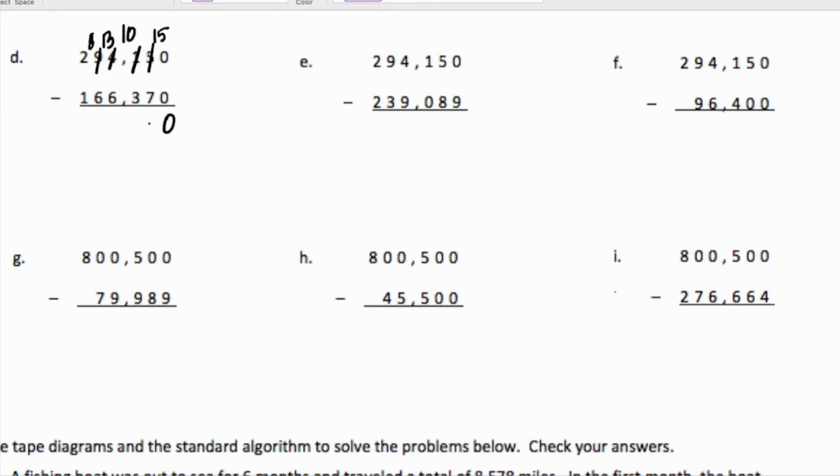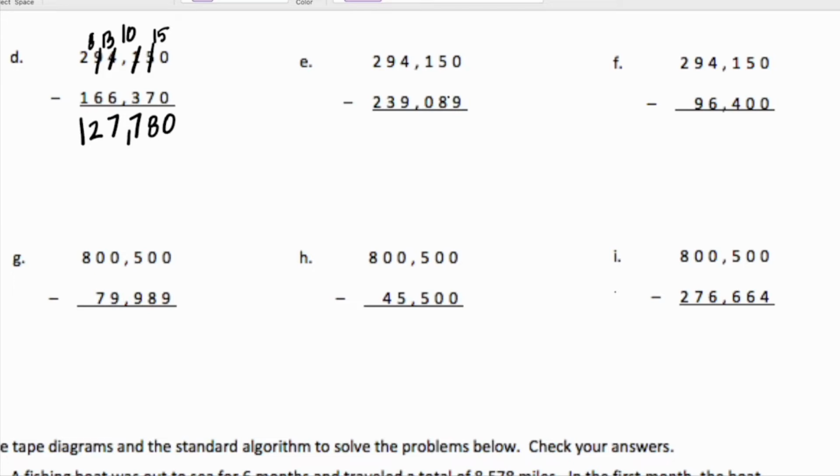We have 0, 8, 7, 2, and 1. 127,780. On to E.